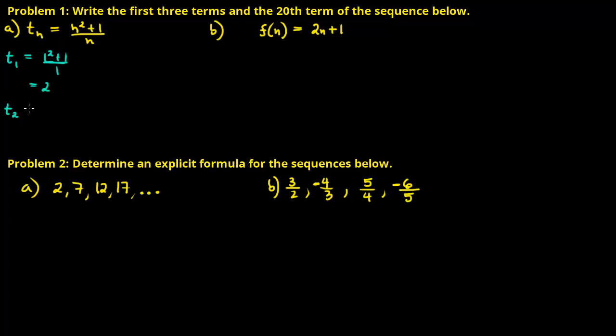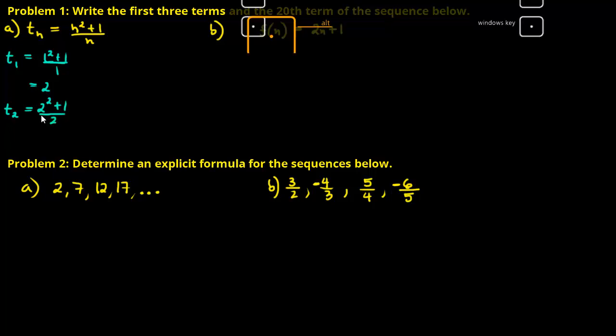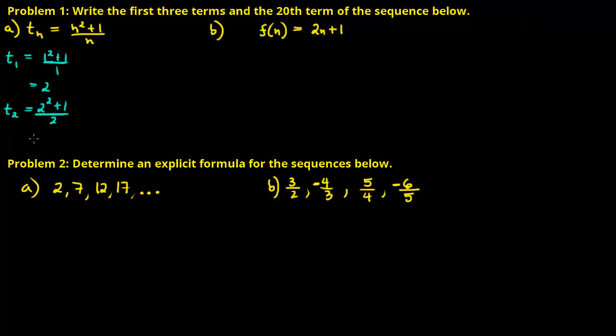The second term, t sub 2, would be equal to 2 squared plus 1 over 2. 2 squared is 4. 4 plus 1 is 5. So we have that the second term is 5 over 2. And then we have the third term. T sub 3 is equal to 3 squared plus 1 over 3. So 3 squared is 9. 9 plus 1 is 10. So we have 10 over 3.